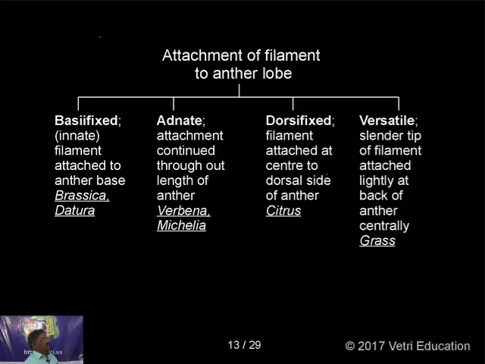And attachment of the filament to the anther, that is called fixation. It's called fixation of the filament with the anther lobes. The first one, basifixed. The filament is attached to the base of the anther. That is called basifixed. You can find it in Brassica and Datura. Adnate. Attachment continued throughout the length of the anther. If the anther is like this, you can find it is attached completely from top to base. That is called adnate condition.